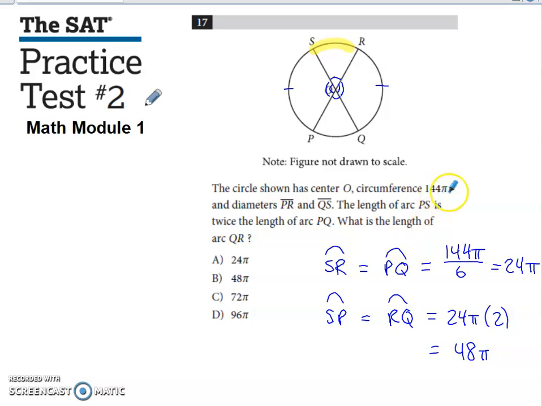So if I know the total distance around the circle's outer edge is 144 pi, I can divide that measure by 6 to figure out that arc length SR is 24 pi. And then if I want to know what the arc length of QR is going to be, it's double the length of that smaller arc, and that leaves us with 48 pi.